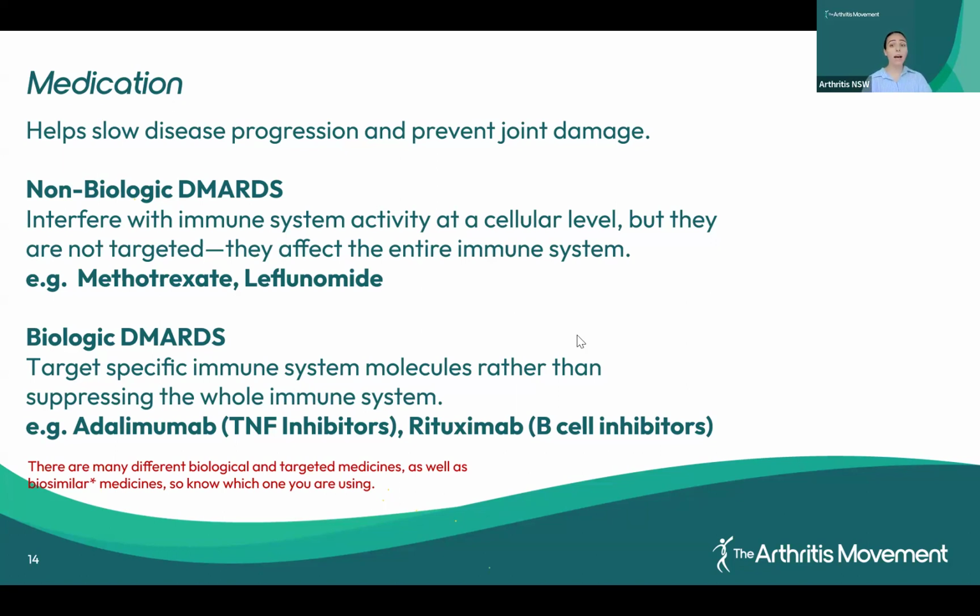Non-biologic DMARDs, if they fail after 3 to 6 months, your rheumatologist might look at the next class of medications, which are called biologics. So these will be trialed. They're drugs that target the specific molecules in the immune system rather than just suppressing your whole immune system. It makes them a more focused treatment. So it could potentially cause fewer side effects.